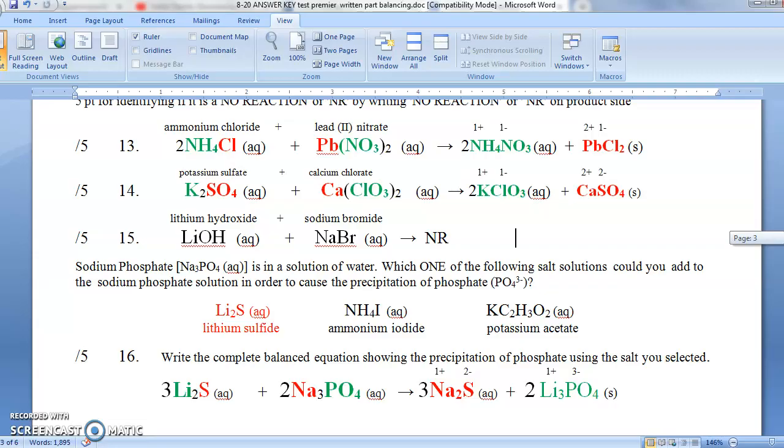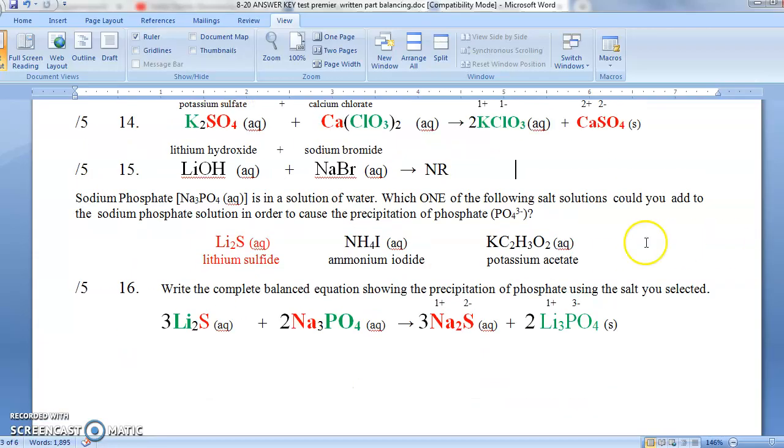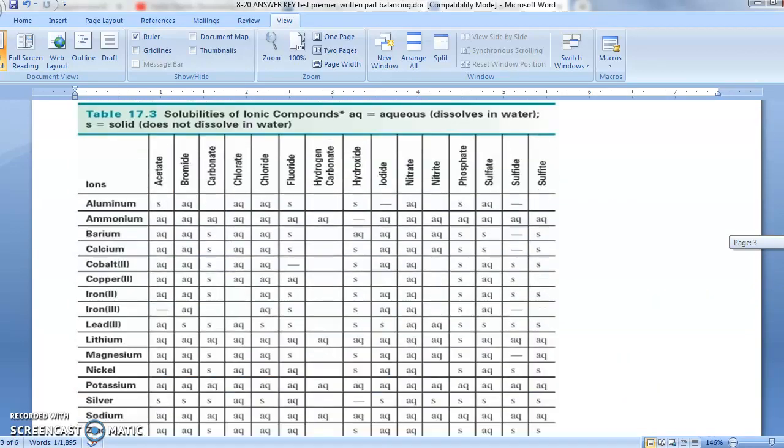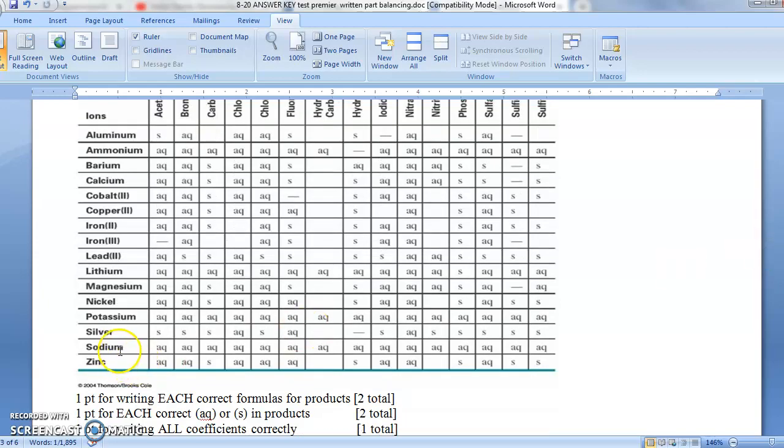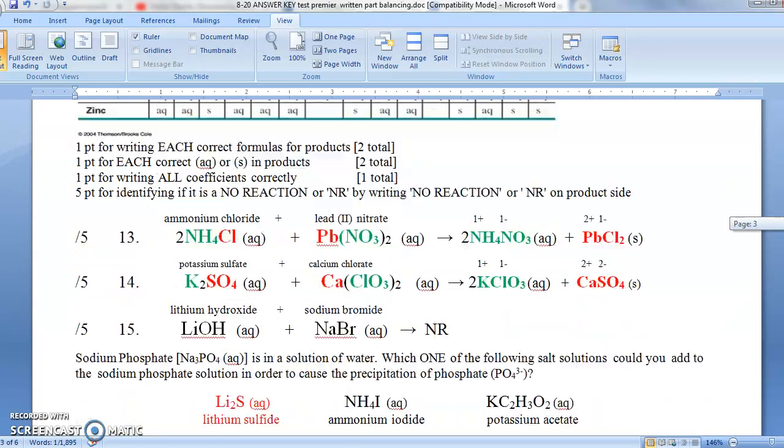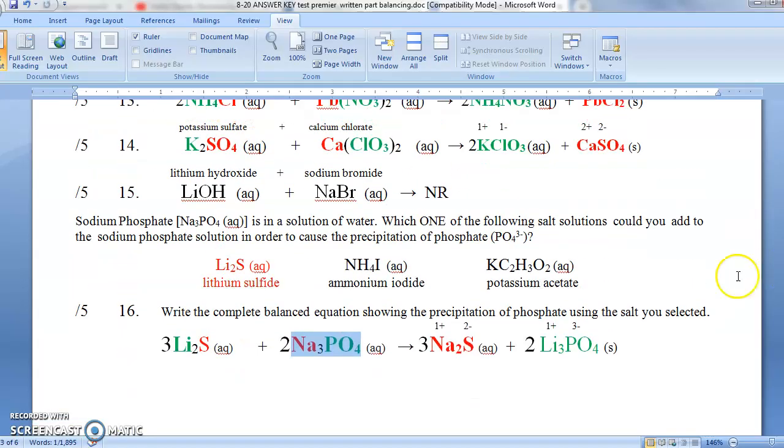All right. Our final question on this page. Sodium phosphate, Na3PO4, is in a solution of water. Aqueous. Let's make sure that's even possible. Here's sodium. We go over to the phosphate column, which is right here. Yep, sodium phosphate. It will dissolve. It will be pulled apart in water.